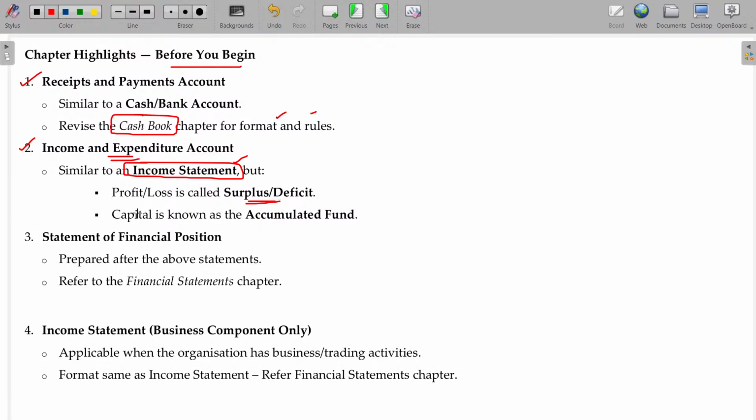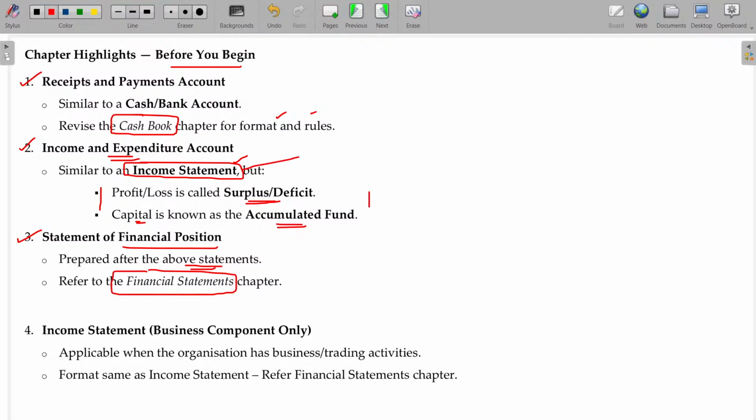And instead of capital, we call this the accumulated fund. The rest will be the same. You can easily link this with the income statement in the case of income and expenditure. The statement of financial position is also similar. Only the capital is replaced with accumulated fund, and the surplus or deficit will be shown separately. This statement of financial position is usually prepared after the above statements. For understanding the format, you had better master the financial statement chapter ahead.